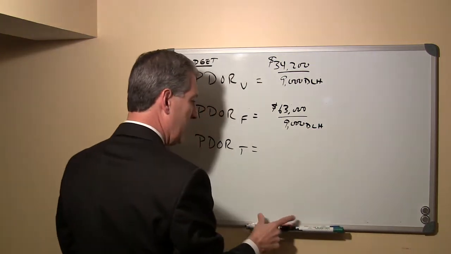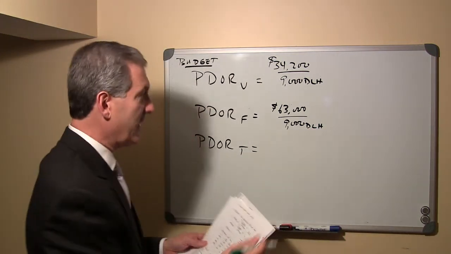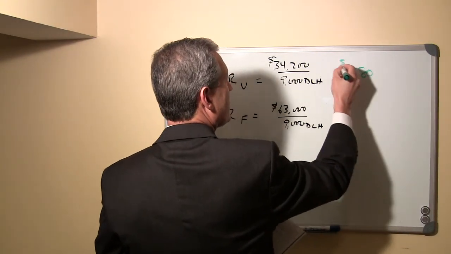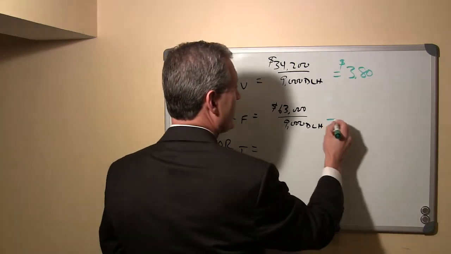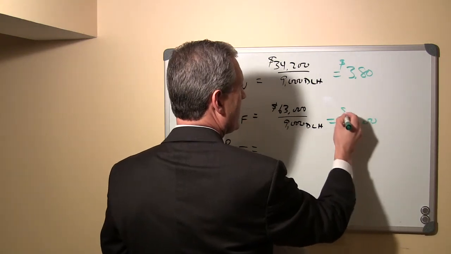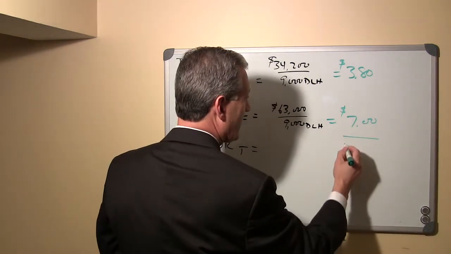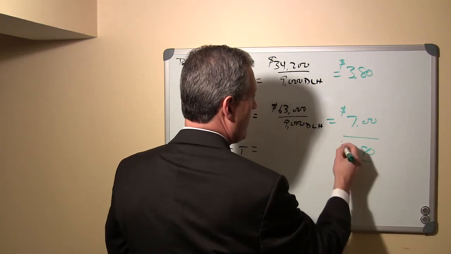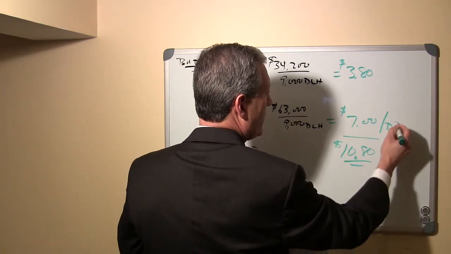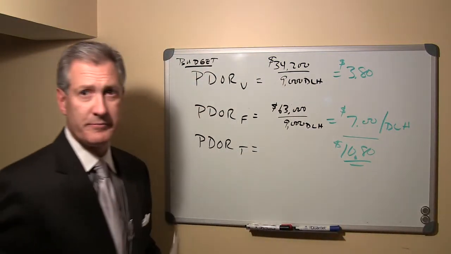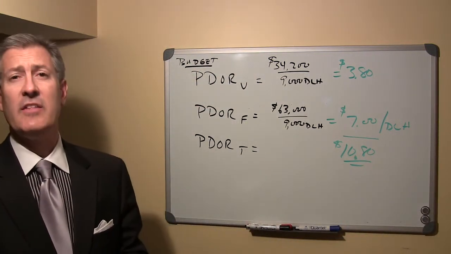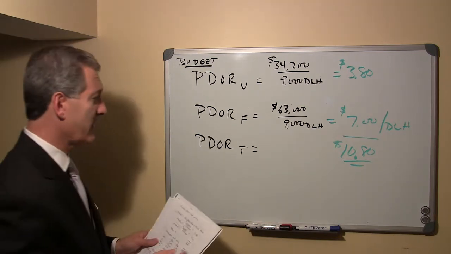So therefore, the predetermined overhead rate for variable is going to equal $3.80. For the fixed it is $7 per direct labor hour, and the combined is $10.80 per direct labor hour. So step number one, you need to be able to calculate the predetermined overhead rates.